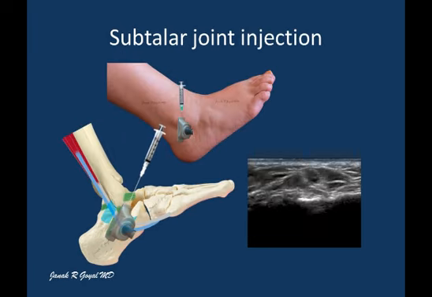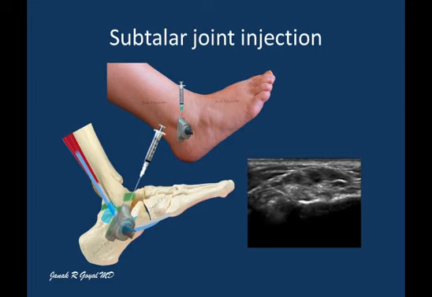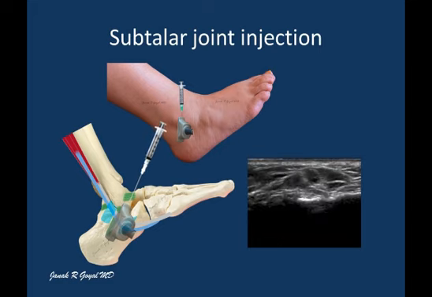For posterior subtalar joint injection, patient is either seated or supine with the slight inversion and dorsiflexion of the foot. The one end of the transducer is placed just below the lateral malleolus and the other end directed posteriorly over the subtalar joint, just like this.